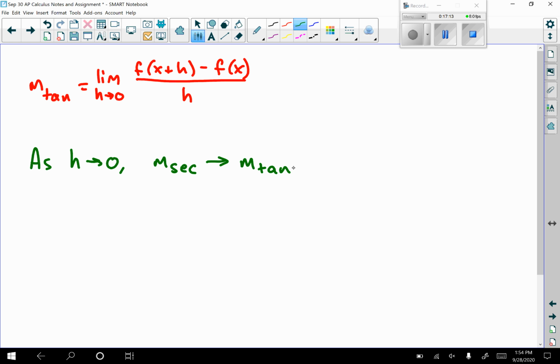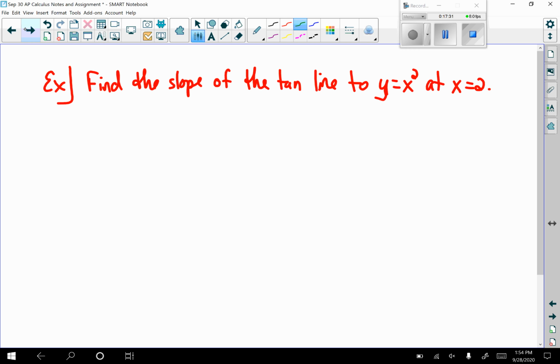So as our points are getting closer and closer together, we keep one point fixed, and that's the point of tangency. As that other point keeps moving closer and closer, meaning the distance h between the two x values is becoming practically 0, the slope of the secant line is going to become the slope of the tangent line. Okay, so let's take a look at an example here.